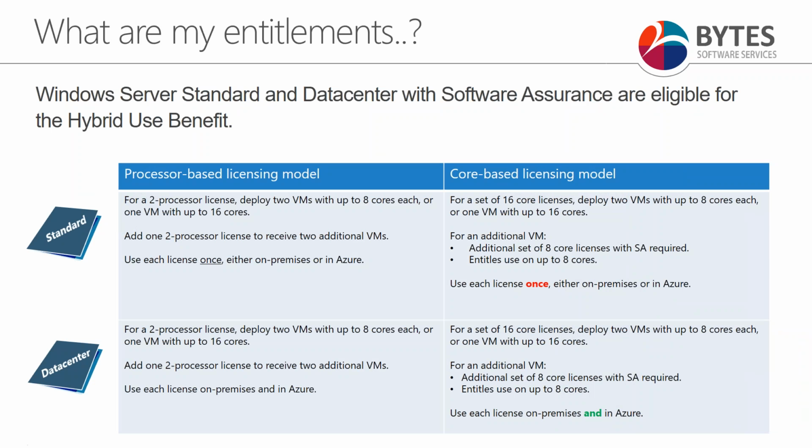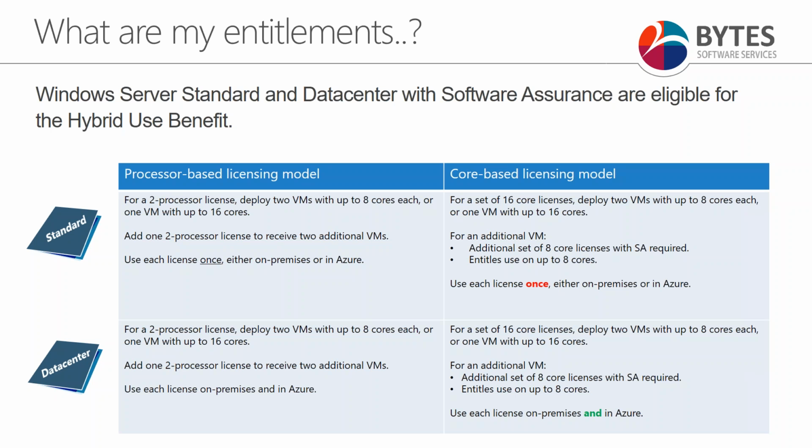So in terms of what your entitlements are, each 2-processor license or set of 16 core licenses, if you're licensing in the newer core model, provides you 2 instances of up to 8 cores, or you can have 1 instance of up to 16 cores. These are VMs running in Azure. You can also stack licenses, so if you need more cores, you can stack licenses. For example, for a 32-core VM, you could assign 2 processor licenses with active software assurance, and that will give you 1 VM of 32 cores.